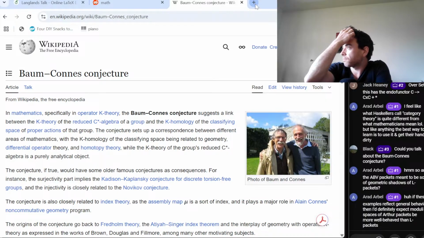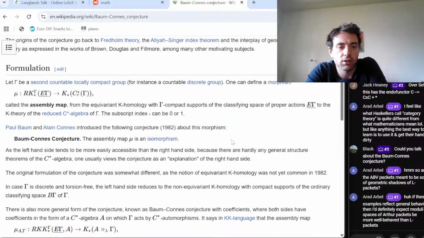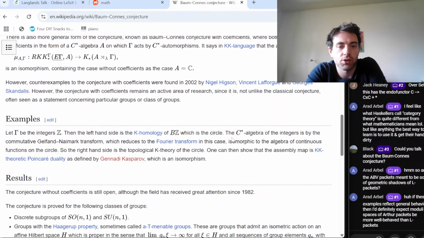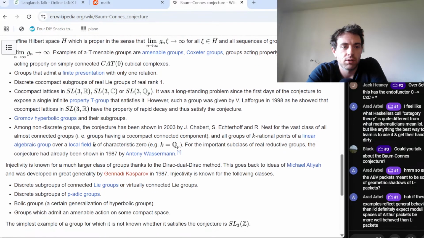But definitely, because normally the stuff that I do, we don't look at the whole stack of all Langlands parameters. So I have no idea about how the moduli space of all Arthur parameters sits in there, for example.